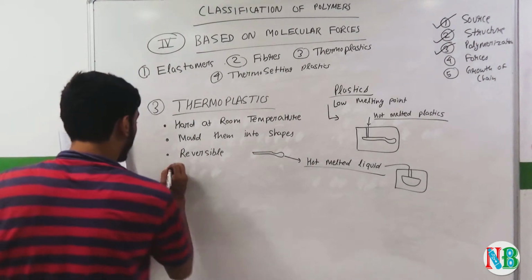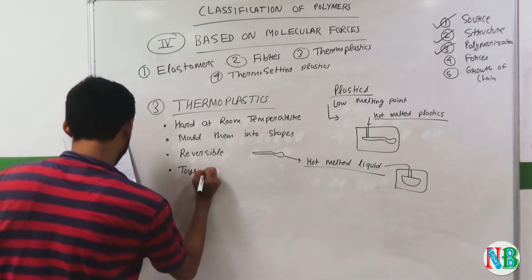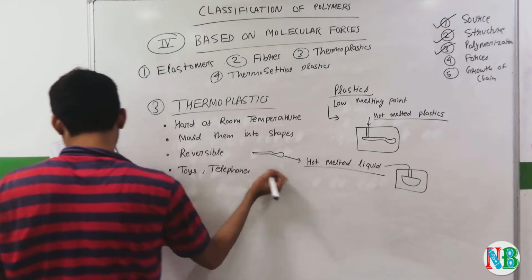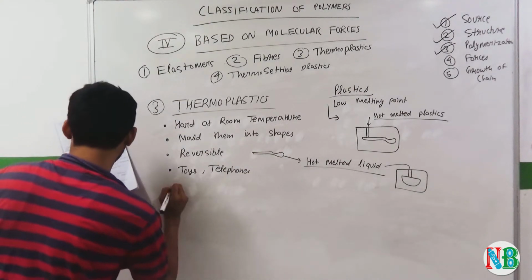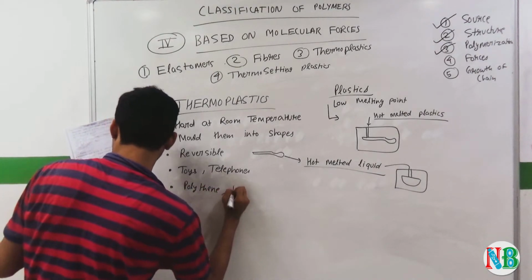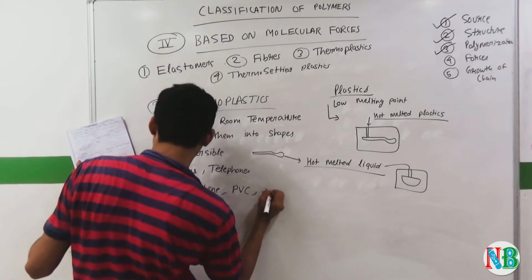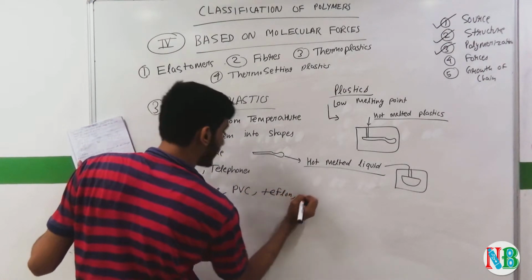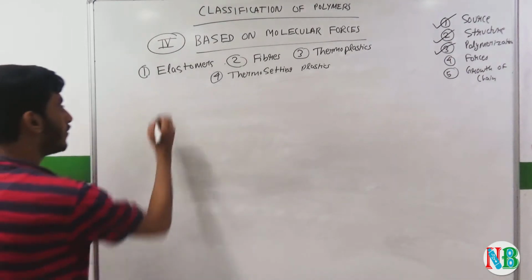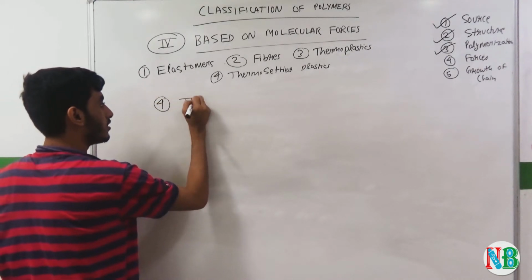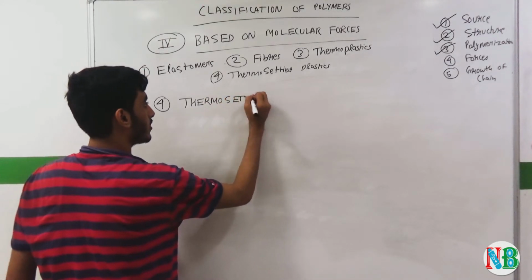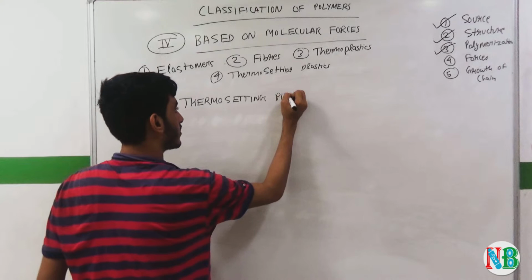They are used for making toys, telephones, and all the other things. The best examples are PVC, Teflon, nylon 66, and the other types. Fourth part, thermosetting plastics.